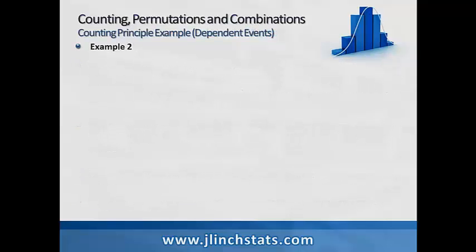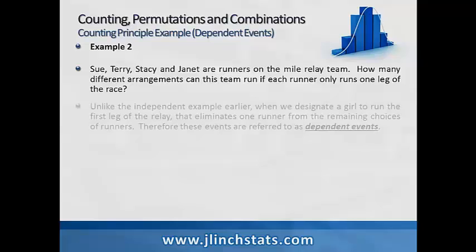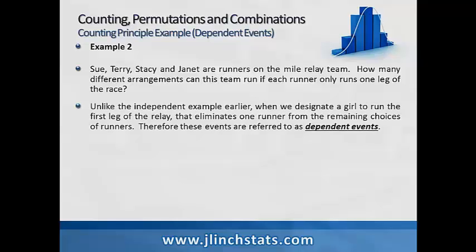Now let's take a look at example 2 here. Sue, Terry, Stacy, and Janet are runners on the mile relay team. How many different arrangements can this team run if each runner only runs one leg of the race? Now, this is a little bit different than our previous example. Unlike the independent example earlier, when we designate a girl to run the first leg of the relay, that eliminates one runner from the remaining choices of runners. Therefore, these events are referred to as dependent events.